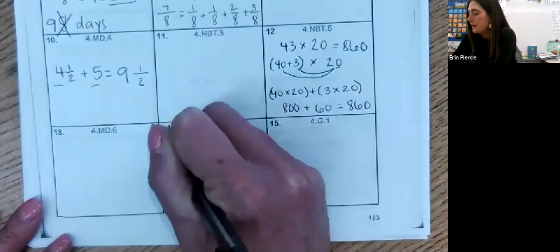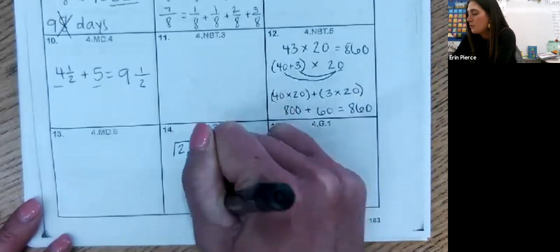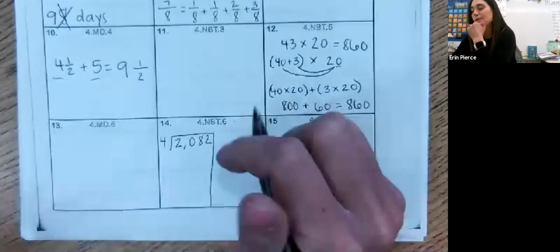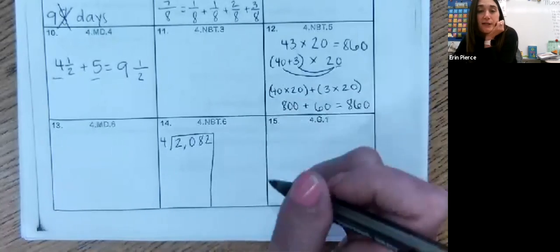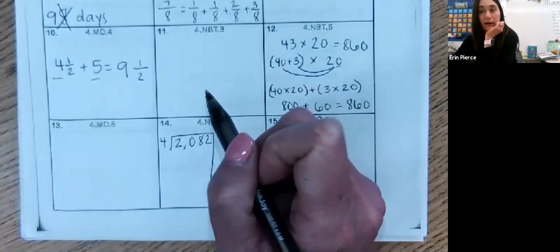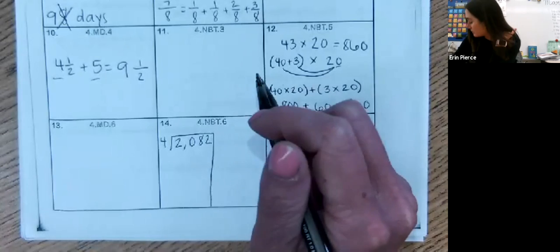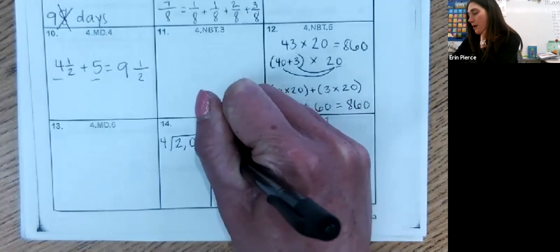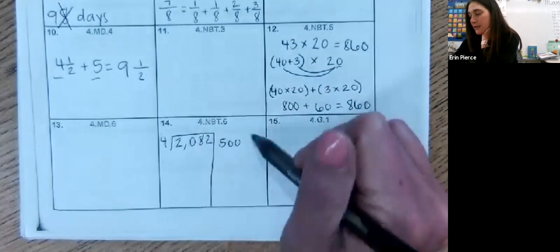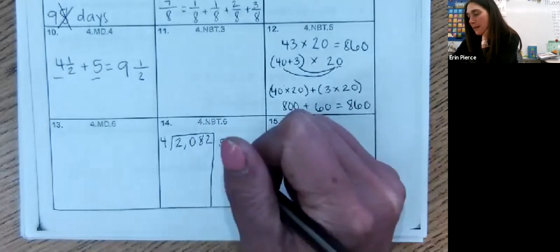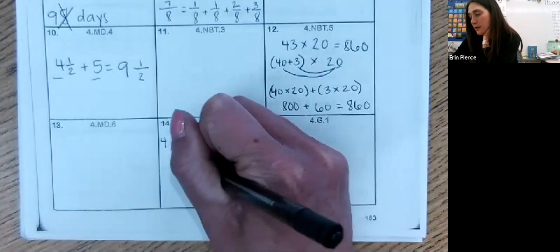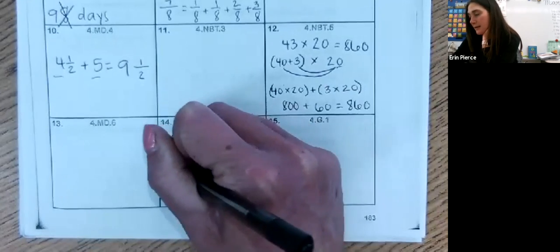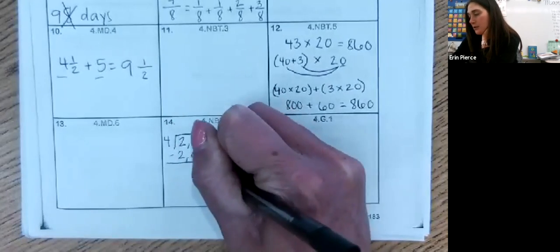2,082 divided by 4. So 2 divided by 4, we can't do it. So let's think of it more like 20 hundreds. 20 divided by 4 will give me 500. 500 times 4 is 2,000. I subtract and I get 82.